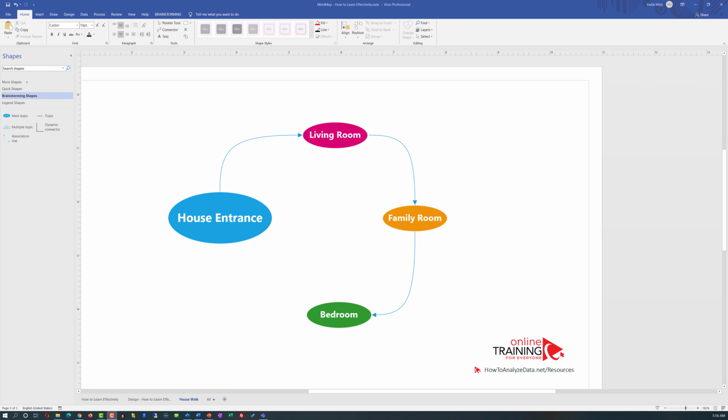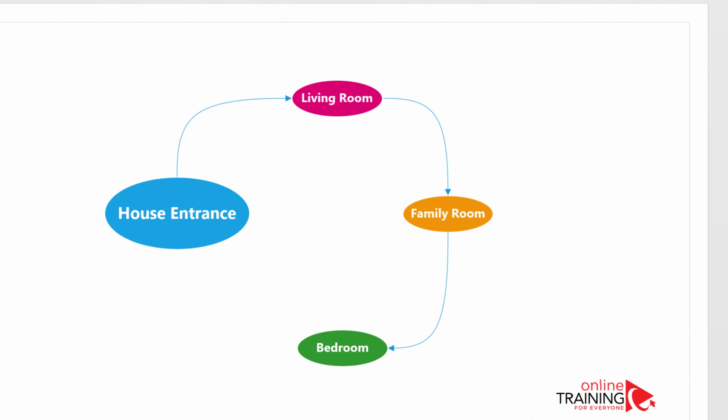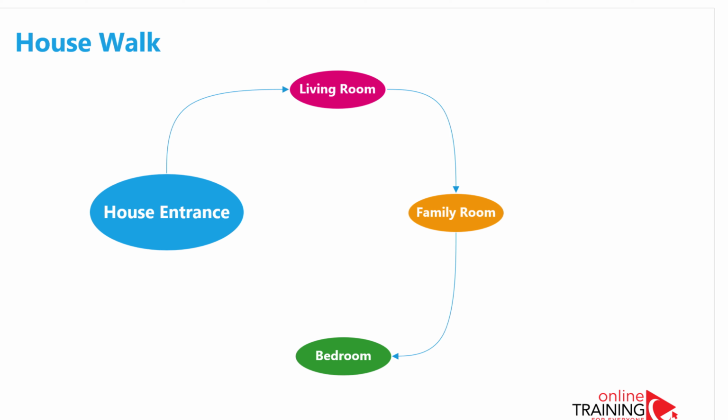The most popular way to memorize something and recall it on demand when you need it is to connect the information to something you already know. One of the most popular techniques these people use is called house walk. And guess what? It looks precisely like a mind map diagram. This is how it works.